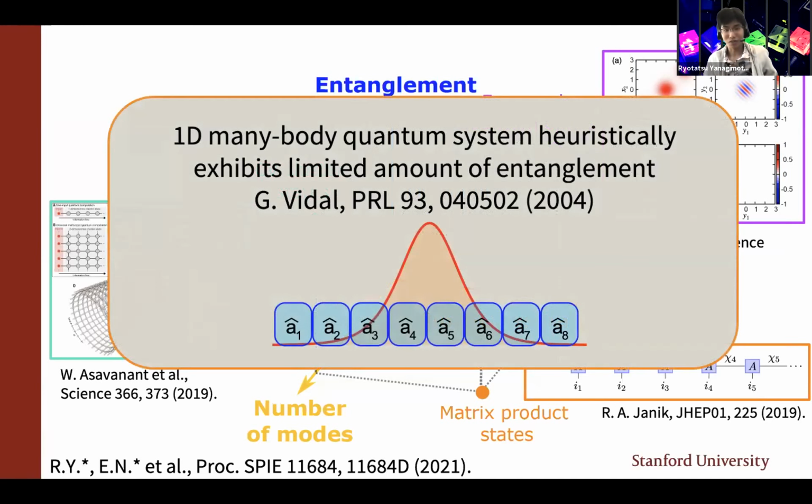And also it is known that 1D many-body quantum systems heuristically exhibit a limited amount of entanglement. So as a result, we can claim that we have an optical pulse, but if we model it as interacting bosons in a 1D system, then we can exploit this nature of the 1D quantum system of having a limited amount of entanglement. And then we can express these quantum states as an MPS.